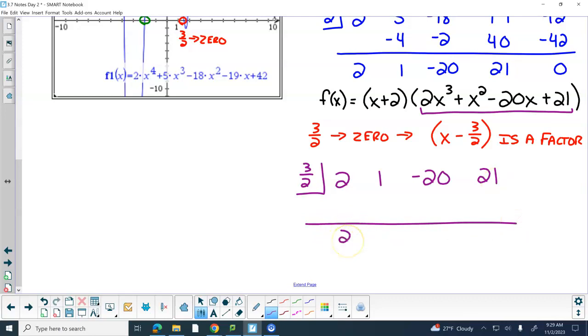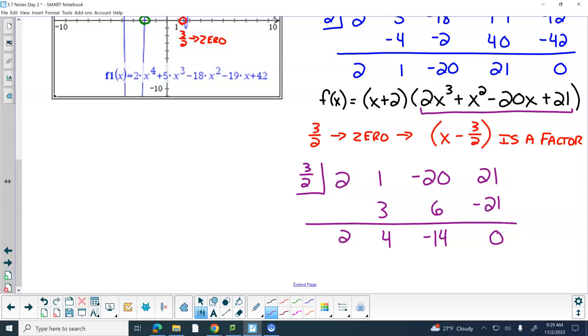2 is 2. 2 times 3 halves is how much? 3, yeah. 3 plus 1 is 4. 4 times 3 halves is 6. Negative 14. Negative 14 times 3 halves is negative 21. Because it's got a 0.